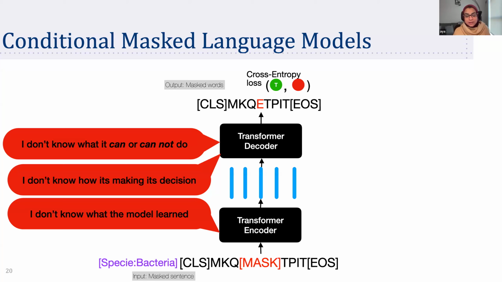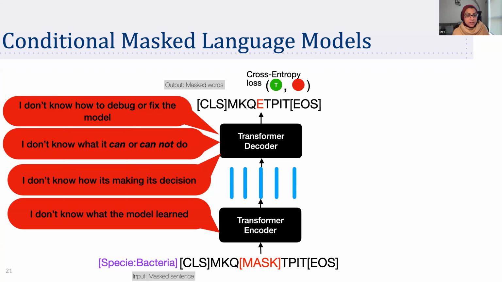For example, I might ask it something and it does not know how to do it, and I'm not sure if this is the case or not. And finally, we don't know how to debug this model or how to fix the errors it's producing. So these are the main problems of black box masked language models.